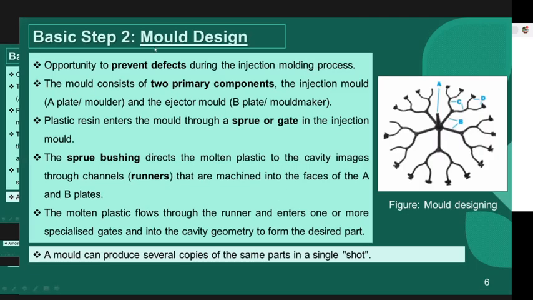The second step is mold design. Here, there is the opportunity to prevent defects during the process. So the mold consists of mainly two primary components, plate A and plate B. The plastic resin enters the mold through a sprue or a gate in the injection mold. The sprue bushing directs the molten plastic to the cavity through the runners, and it enters one or more specialized gates and into the cavity geometry to form the desired part. A mold can produce several copies of the same part in a single shot.